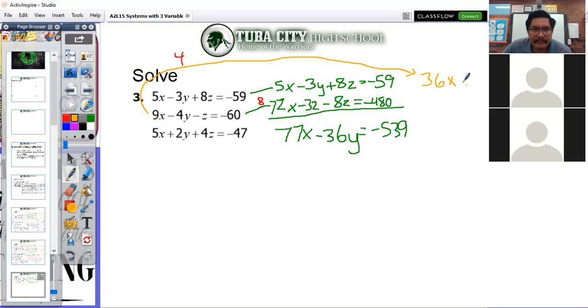36x, and times that by 4, you get 16y. I don't know why I'm getting all spacey all of a sudden. Probably brain overload. And this would be negative 240.